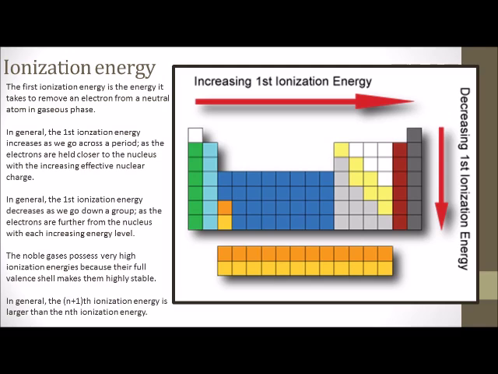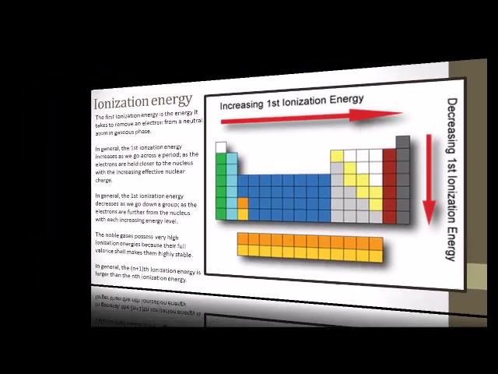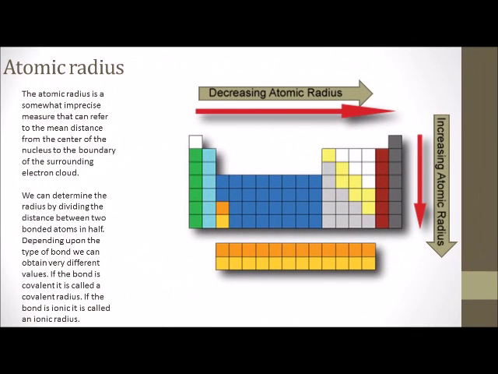And finally, our last topic, the atomic radius. This refers to the mean distance from the center of the nucleus to the boundary of the surrounding electron cloud. We can determine the radius by dividing the distance between two bonded atoms in half. Depending upon the type of bond, we can obtain very different values. And here in the table, we can see the behavior of the atomic radius in the periodic table.